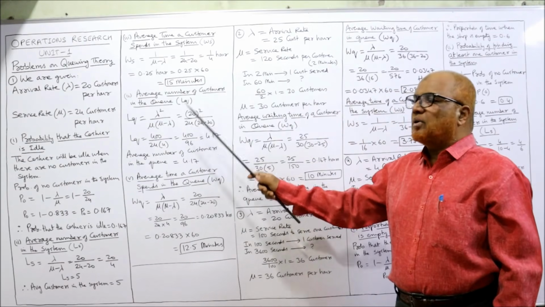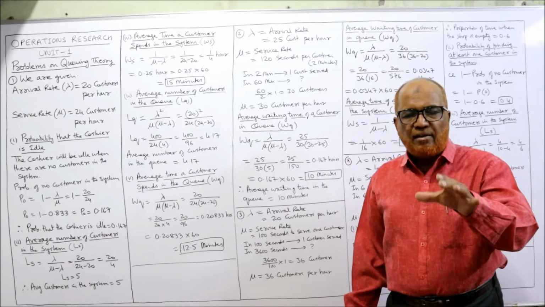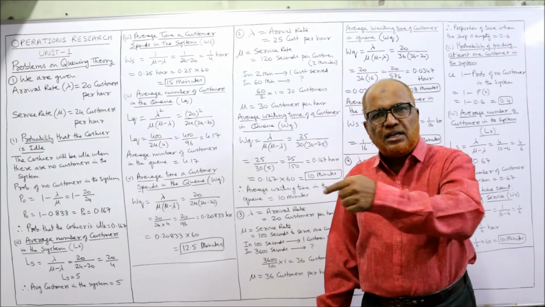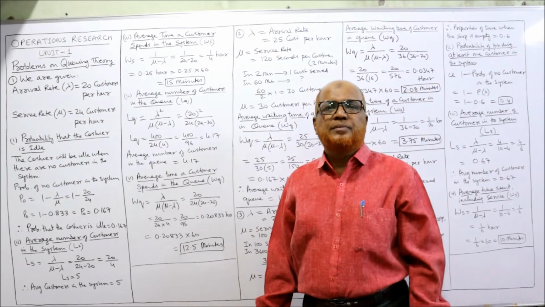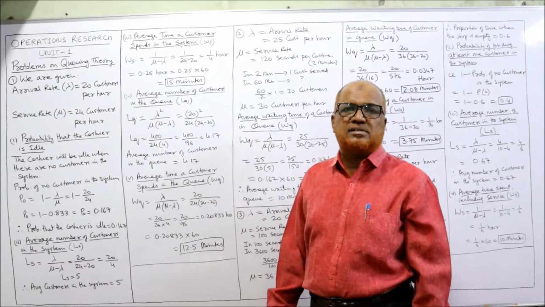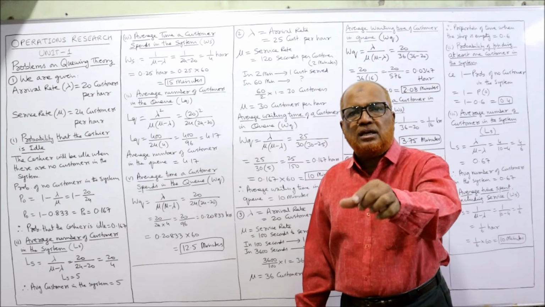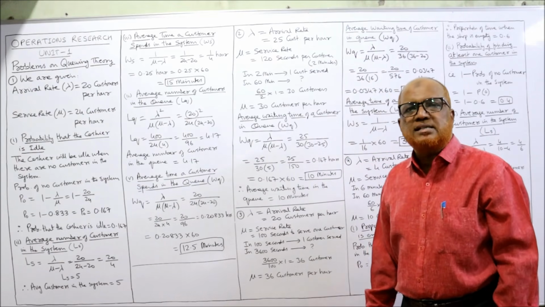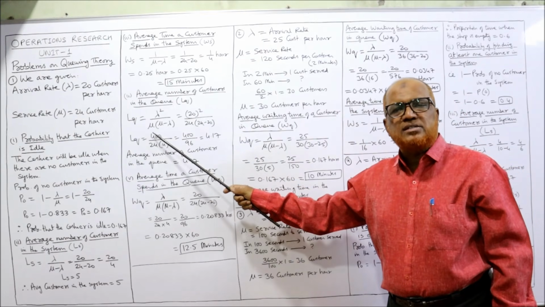Next comes the average number of customers in the queue. What is the average number of customers in the queue? Here we have calculated the average number of customers in the system. System means the queue and also the person who is getting the service. But here, it is the average number of customers only in the queue. That is denoted as LQ. LQ is the symbol for the average number of customers in the queue.